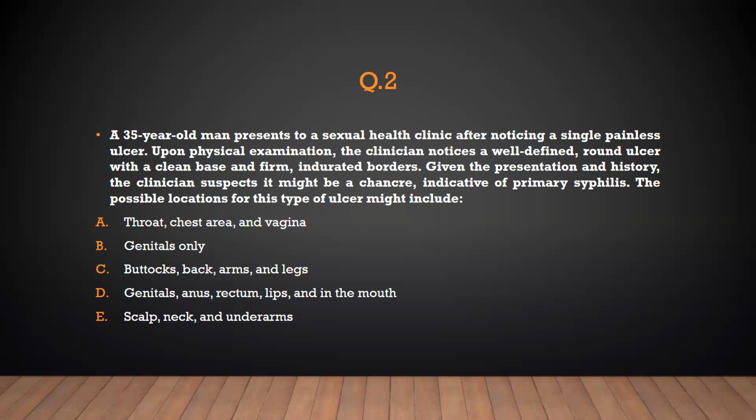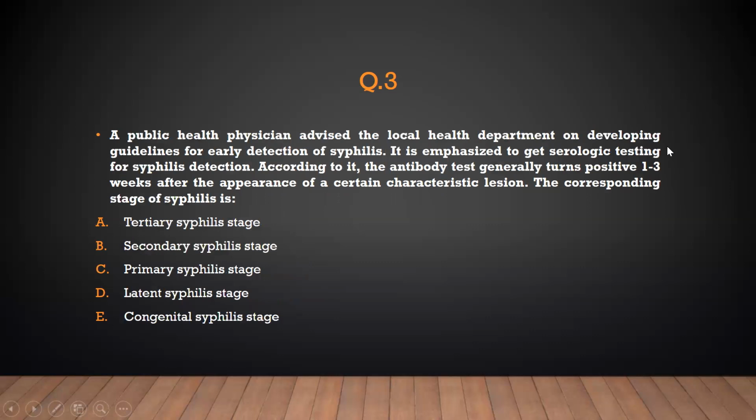D. Yes, the answer is D. A public health physician advised the local health department on developing guidelines for early detection of syphilis. It is emphasized to get serological testing for syphilis detection. According to it, the antibody test generally turns positive 1 to 3 weeks after the appearance of a certain characteristic lesion. The corresponding stage of syphilis is A, tertiary syphilis stage, B, secondary syphilis, C, primary syphilis, D, latent syphilis, and E, congenital syphilis.